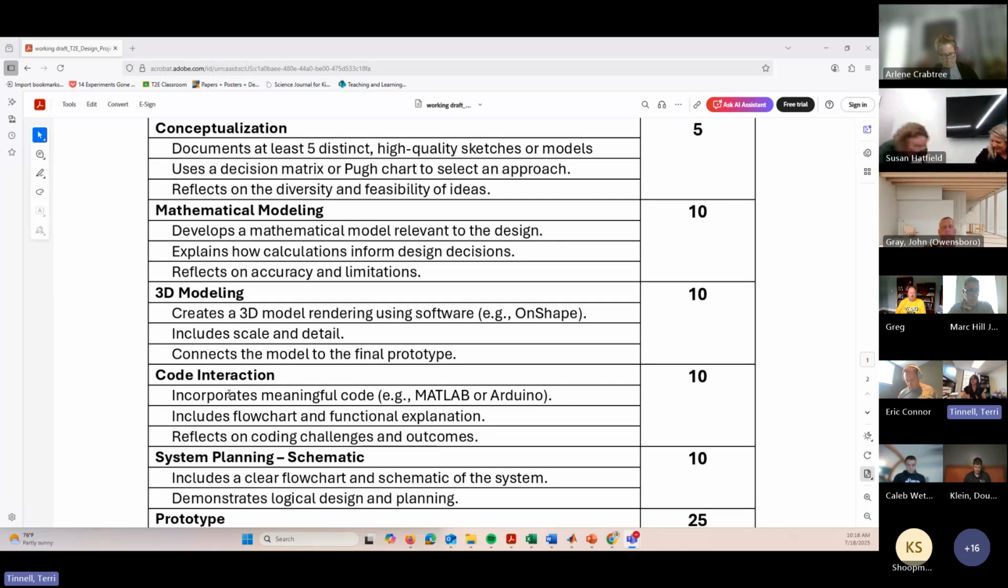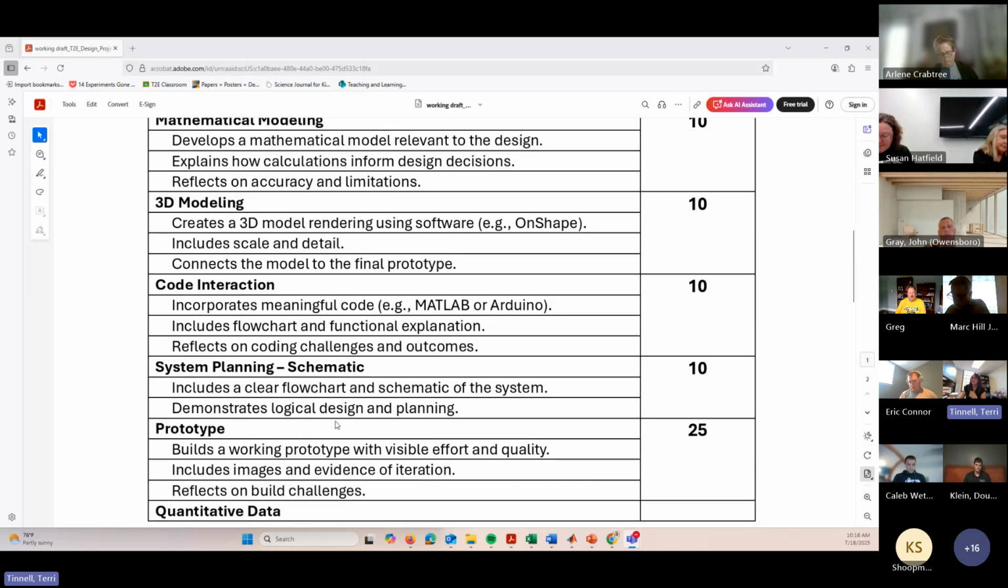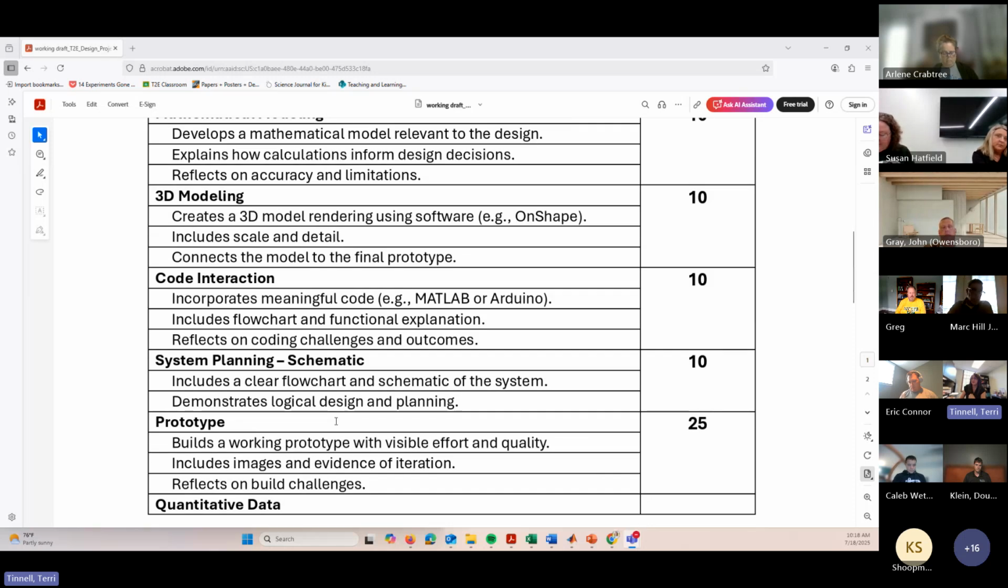And so through their portfolio, we're looking for, have they integrated some type of 3D model of their project in such a way that it's relevant. And again, the scoring process out to the side allows them to justify or figure out how they're going to work with that. Code interaction, what we're looking for is really like, can they take a flow chart and explain the functionality of that? How are they integrating that in? And then being able to think through the challenges and how they overcame those.